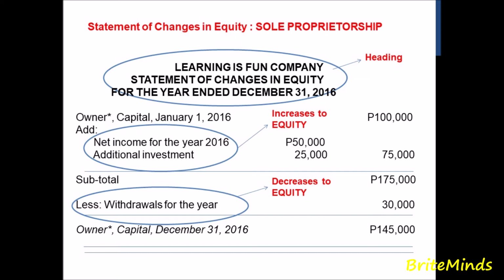Okay, for example, the withdrawals for the year and the net loss for the year should be deducted from the owner's capital. And then we get the total, the ending balance of the owner's capital, for example here, December 31, 2016. So we can see that in the middle of the year, from January 1 to December 31, we can observe the movements of the equity transactions.